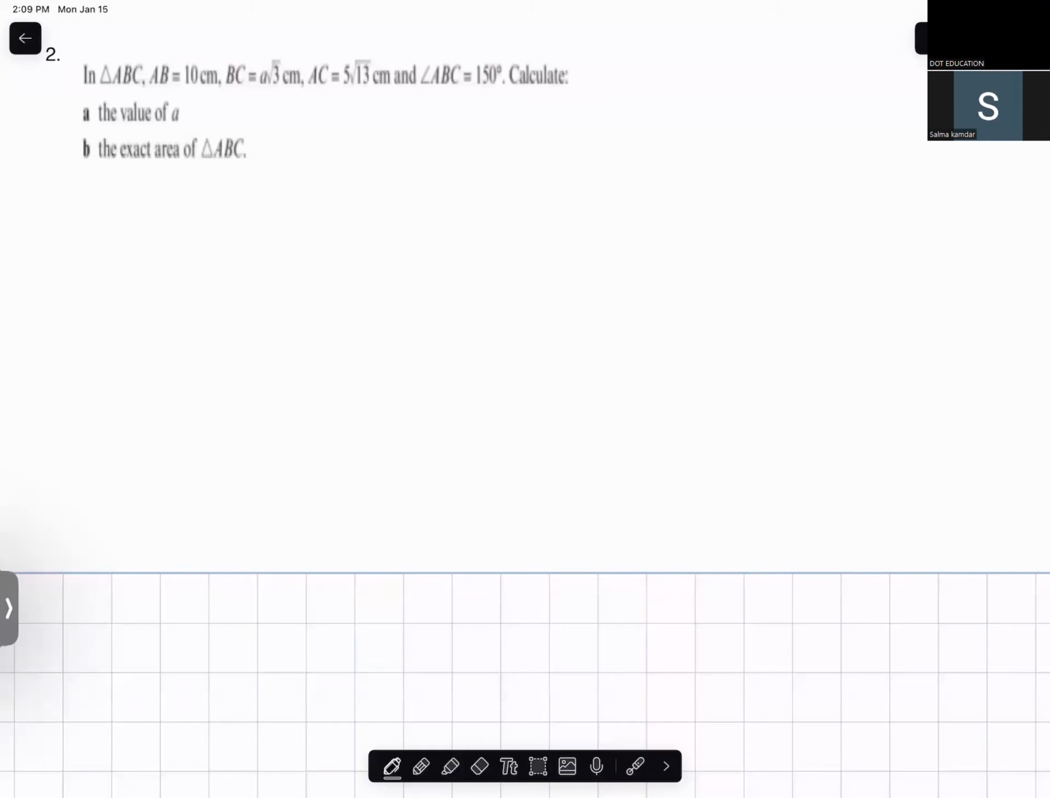So we are moving further. The next question here says in triangle ABC, AB is 10 cm, BC is a root 3 cm, AC is 5 root 13 cm, and angle ABC is 150 degrees. Calculate the value of a and the exact area of triangle ABC.